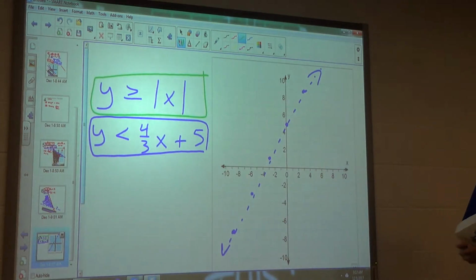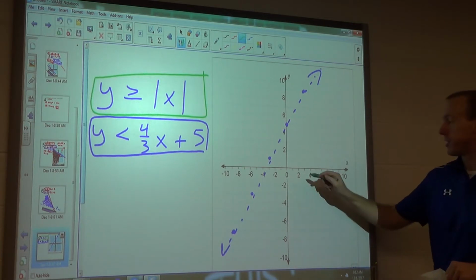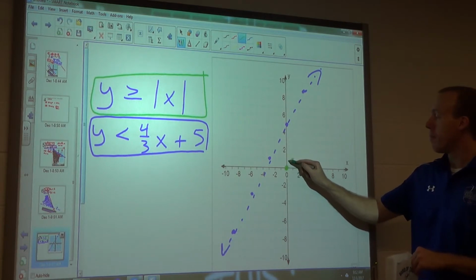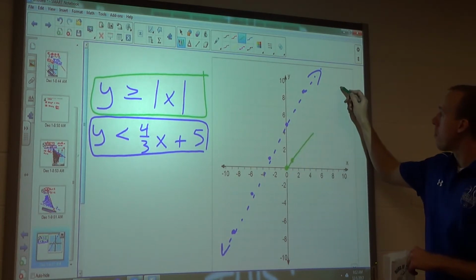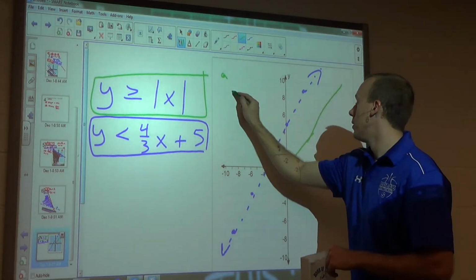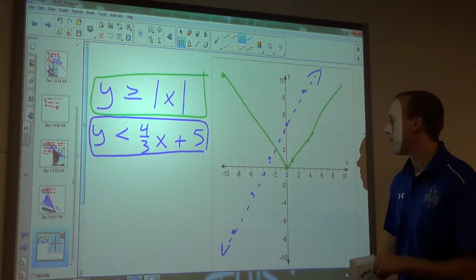Okay, dotted line. Let's go to the absolute value here. Absolute value makes what letter we said? A V, okay? Starts where? 0, 0. And what's the slope? Up 1 over 1. And then a diagonal to here, and then a diagonal to there.